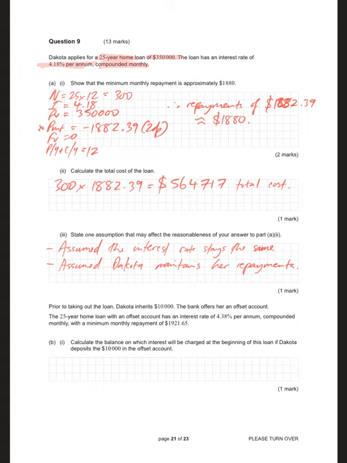Prior to taking out the loan, Dakota inherits 10 grand. It's doing an offset account. 25-year home loan has a rate of 4.38, monthly repayment of 1921.65. Calculate the balance on which interest will be charged at the beginning of this loan if Dakota deposits the 10 grand in the offset account. Well, it's just going to be $350,000, the loan, minus the 10 grand in the offset. So it's going to be $340,000 balance.